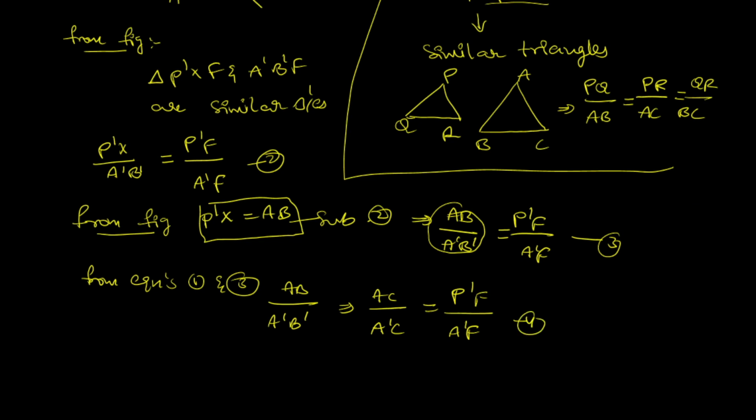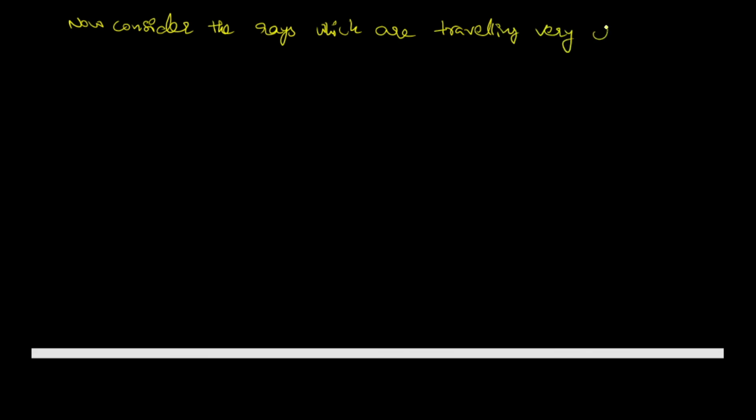Now consider the paraxial rays. What are paraxial rays? I will explain. Now consider the rays which are traveling very close to the principal axis. I am considering the rays which are very close to the principal axis.